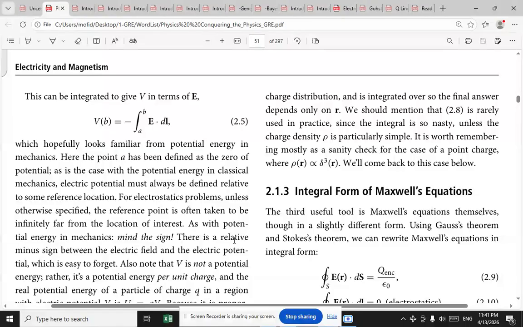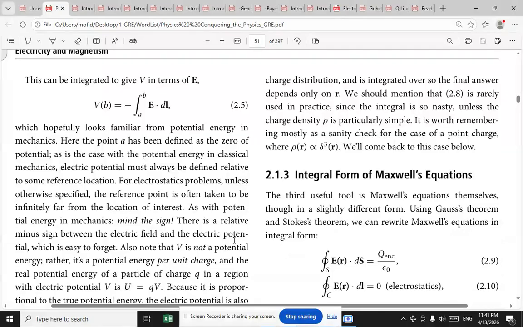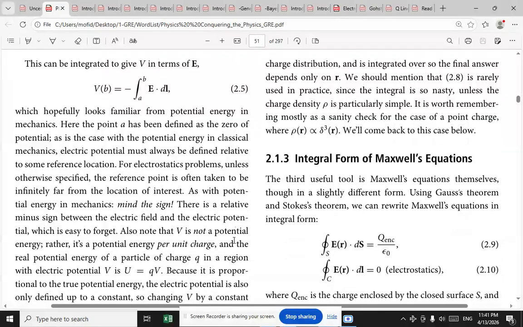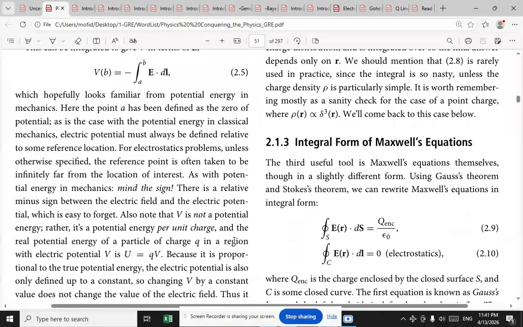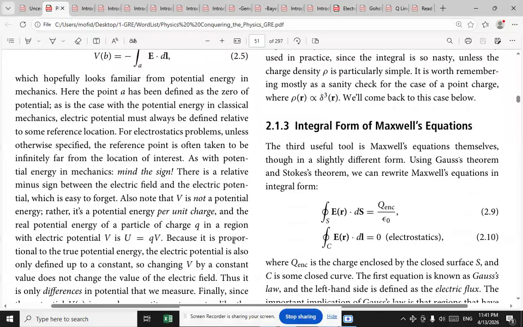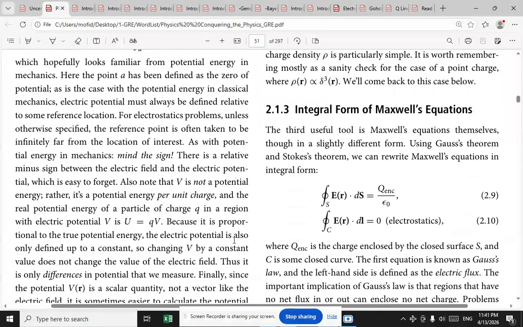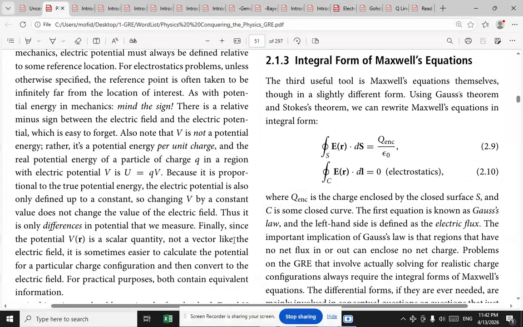As with potential energy in mechanics, there is a relative minus sign between the electric field and the electric potential, which is easy to forget. Also note that V is not a potential energy; rather it is potential energy per unit charge, and the real potential energy of a particle of charge q in a region with electric potential V is U equal to qV, because V is proportional to the true potential energy.